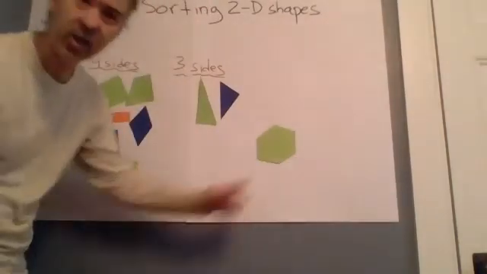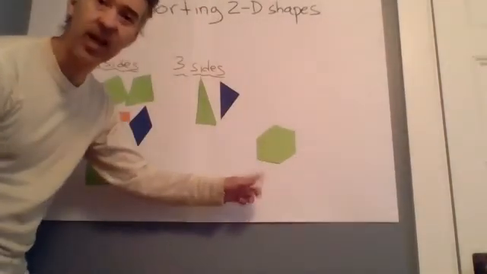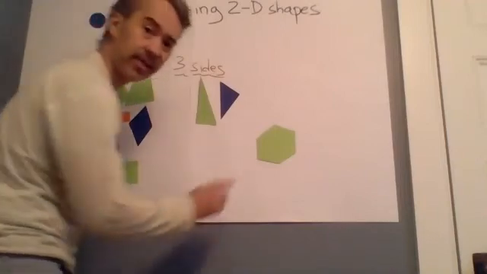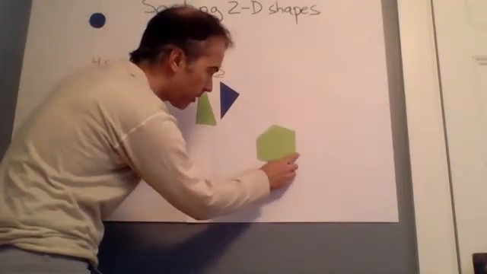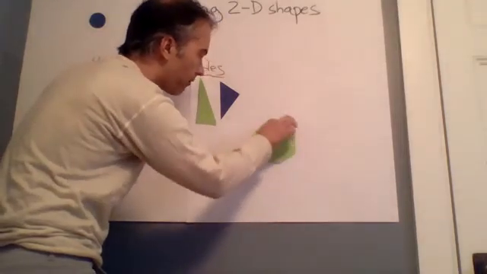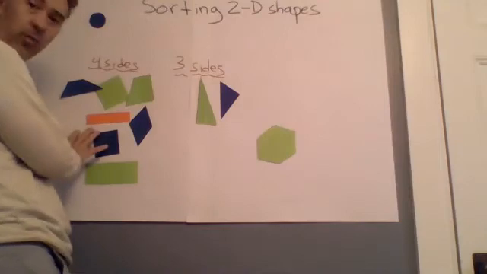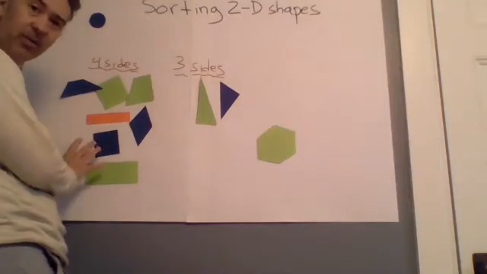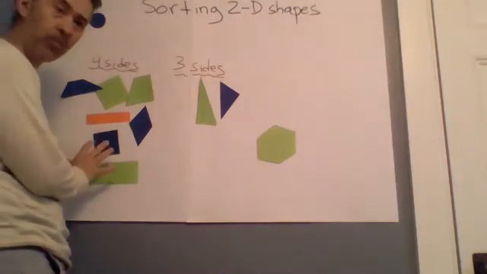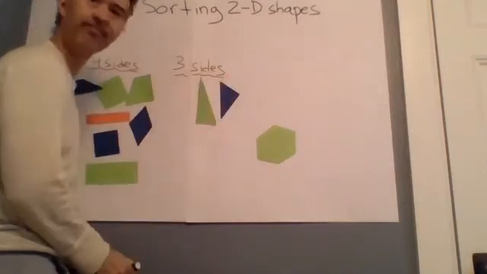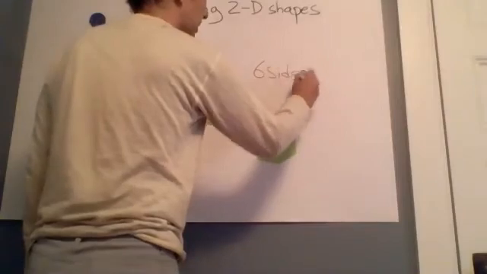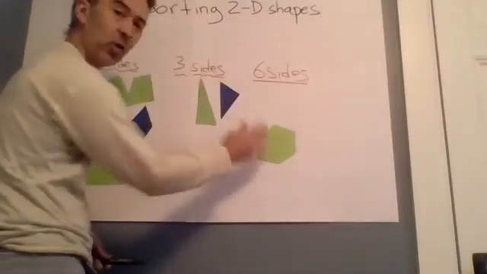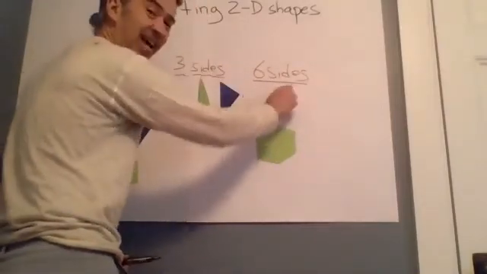Wow, look at this shape. How many sides does this shape have? Let's count together. 1, 2, 3, 4, 5, 6 sides. Can we put that with our 4-sided shapes? Nope. 3-sided shapes? Nope. So we need to make a new group, and we need to sort this one under the 6-sided shapes.